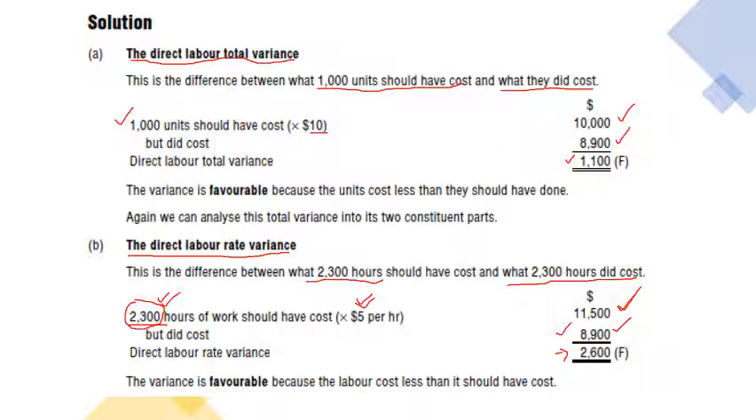But this is half of the story. We need to check whether the usage of labor was favorable or unfavorable, because the total variance was $1,100, but here you have $2,600. It means that there was something else which was reducing this total variance.